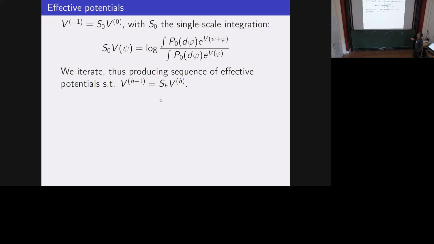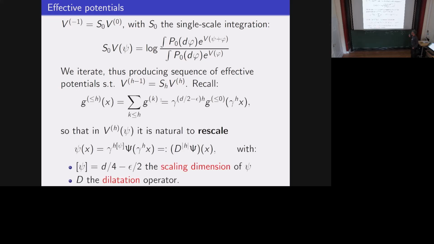And as I told you, one can, if desired, and this is actually good to do, rescale things, so as to bring back the functional integral you are left with computing in a form that is as close as possible to the original one.